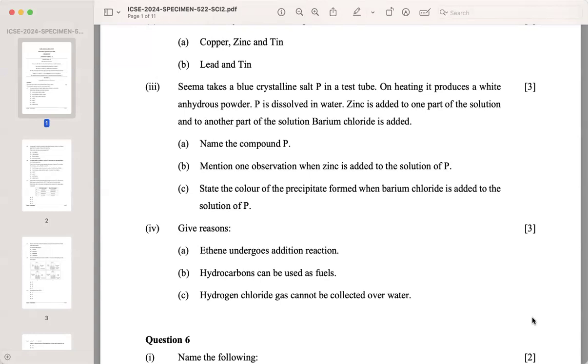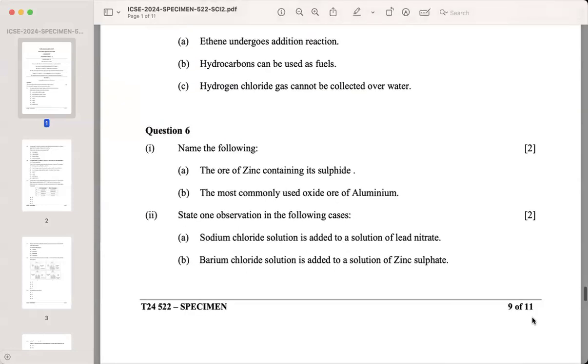Part 4, give reasons. First, ethylene undergoes addition reaction due to the presence of double covalent bond. Part B, hydrocarbons can be used as fuels because they are highly combustible and burn in the presence of oxygen and have a very high calorific value. Part C, hydrogen chloride gas cannot be collected over water. Reason, it is highly soluble in water, it will form hydrochloric acid.